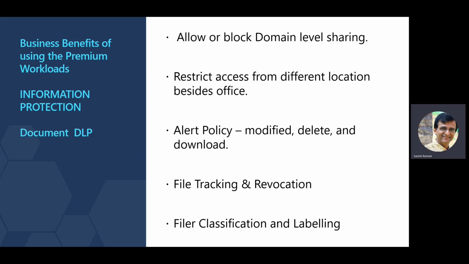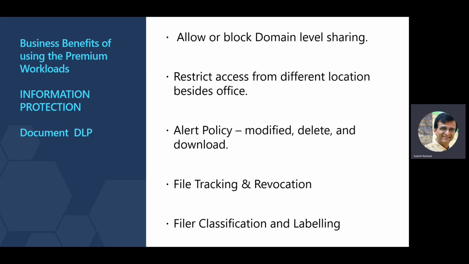Next is allow or block domain level sharing. One can put domains in allow or block list, thereby making it super difficult to leak information. Restrict access from different locations besides office. In certain regulated industries, one can specify locations from where document access is possible. Rest of the locations are blocked.